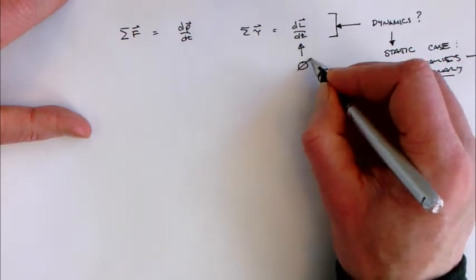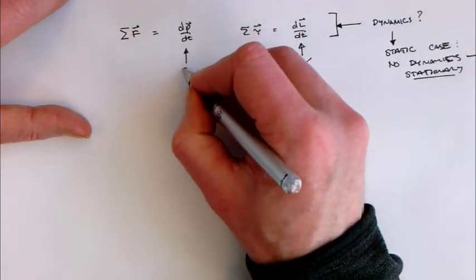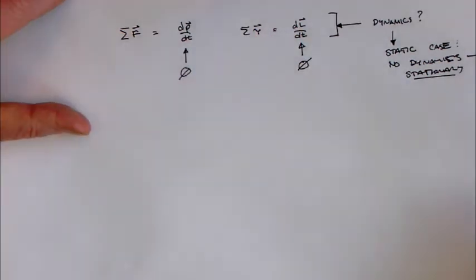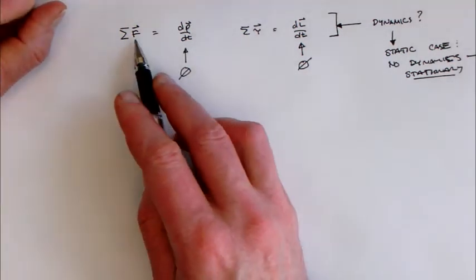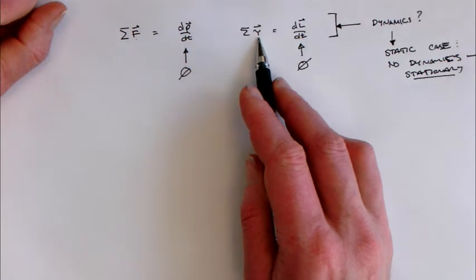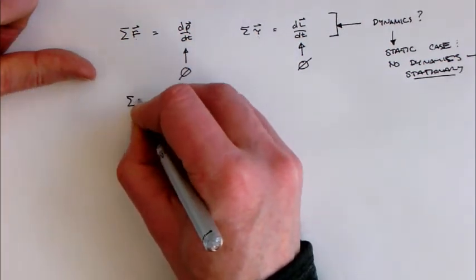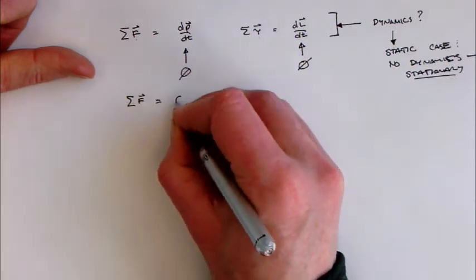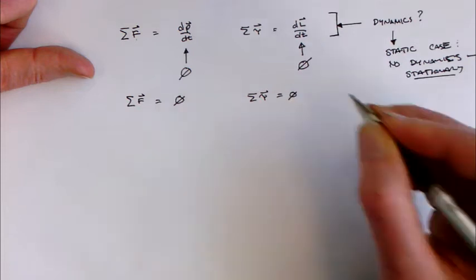And if the system is stationary, what that actually means from a time derivatives perspective is that dL by dt is 0, right? The angular momentum of the system is not changing, and the linear momentum of the system is not changing, because nothing is moving. It's static. So you end up with the sum of forces being 0 and the sum of torques being 0, which is the static condition. Under the static condition, all the forces acting on the system added together add up to 0, and all of the torques acting on the system added together add up to 0.